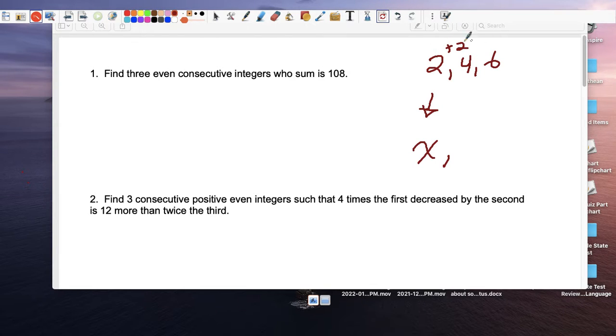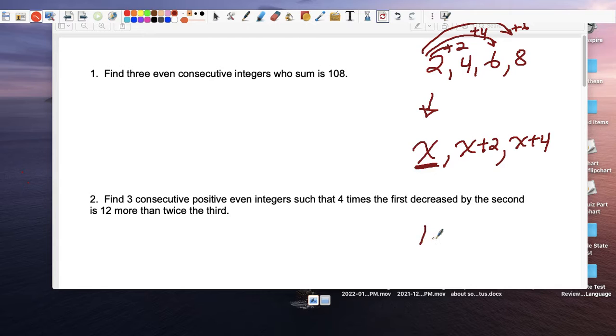How do I get from 2 to 6? I would add 4. And how would I get from 2 to the fourth consecutive even integer? I would add 6, right? So whatever my first even integer is, the second one right after that will be whatever x is plus 2. The third consecutive even integer will be whatever x is plus 4, and so forth. So this actually works for even and odd integers.